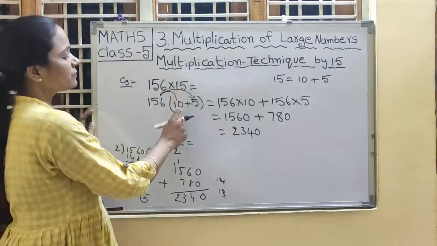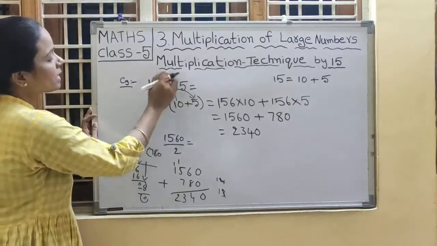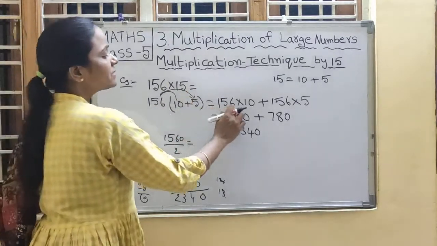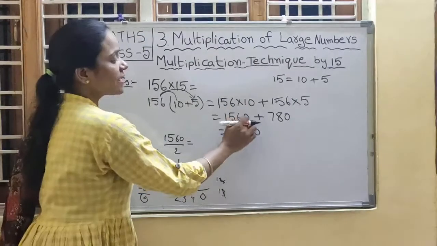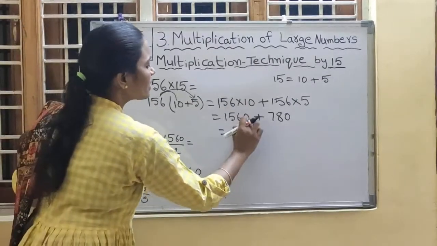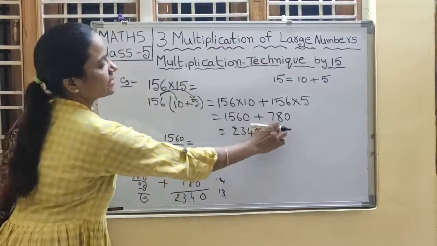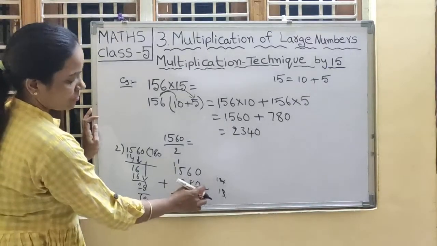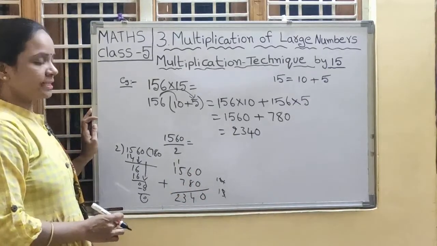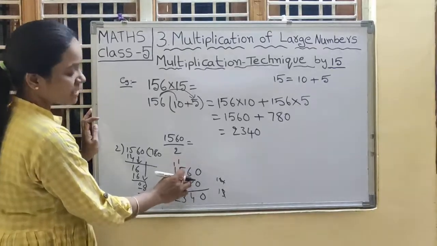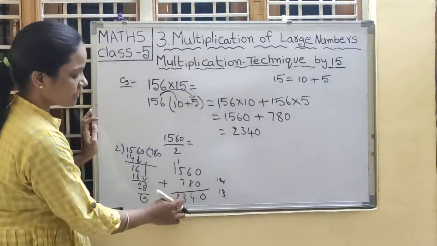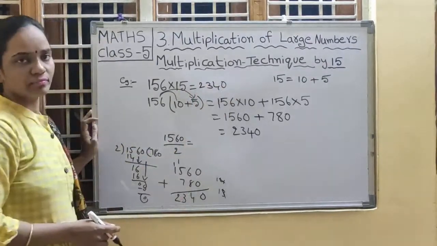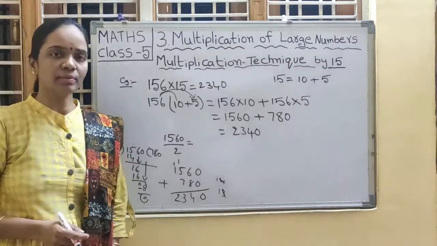So in the place of 15 I wrote 10 plus 5. So the number should be multiplied by 10 plus, and again the number should be multiplied by 5. So 156 into 10 how much? 1560 plus. So half of 1560 is 780. Add these two numbers. It is 2340. 0 plus 0 is 0. 6 plus 8 is 14. 1 plus 5 is 6. 6 plus 7 is 13. 1 plus 1 is 2. 2340. What is the answer? 2340. If you have any doubt, you can check with the standard multiplication also.